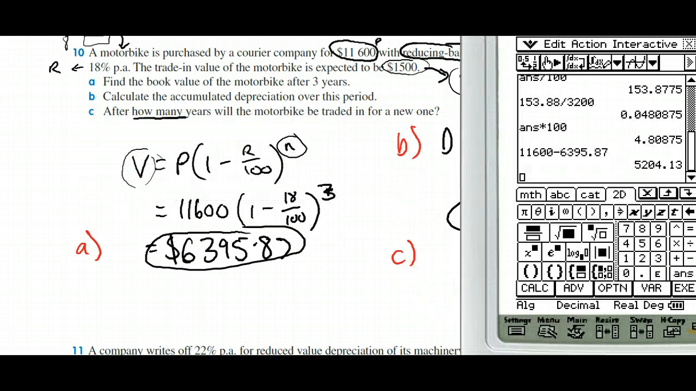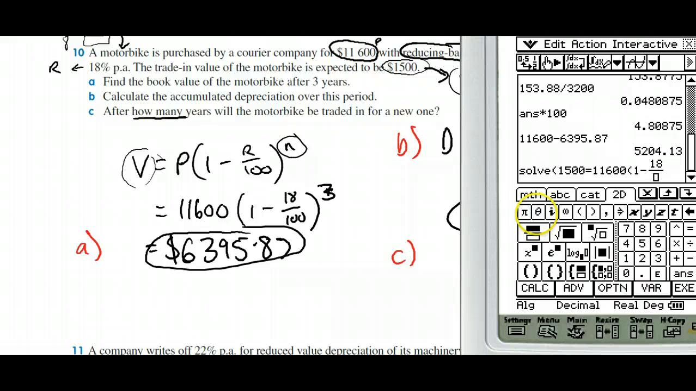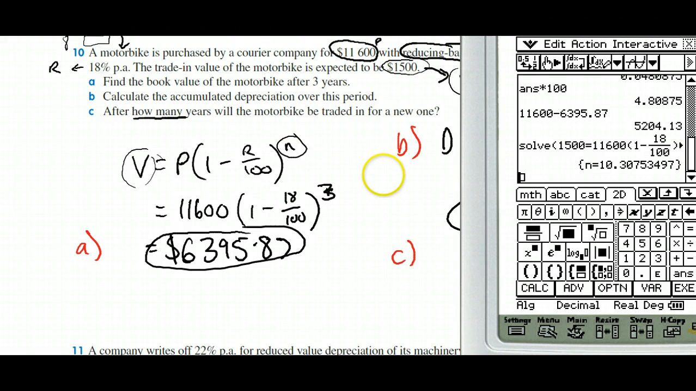So if we go back, we'll write out the equation again, putting in solve, and the book value is 1,500, the principal is 11,600, and then in brackets we've got 1 minus 18 over 100, and that's all to the power of N, which is what we're trying to find. And we need to tell the solve function that's what we are trying to find by putting comma N at the end of our equation. And we get N equals 10.31.